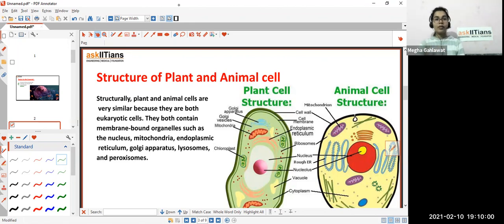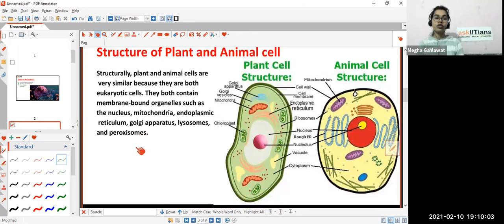Now, we also have the diagrams here for both plant and animal cells. We'll go through both of them one by one, revising whatever we did in the previous session, and then move forward to the prokaryotic and eukaryotic cell. First, let's go by the keywords in this explanation. Plant and animal cells are very similar. Why? Because both of them are eukaryotic cells, with a true nucleus. Both contain membrane-bound organelles. Both have the nucleus, mitochondria, endoplasmic reticulum, Golgi apparatus, lysosomes, and peroxisomes.